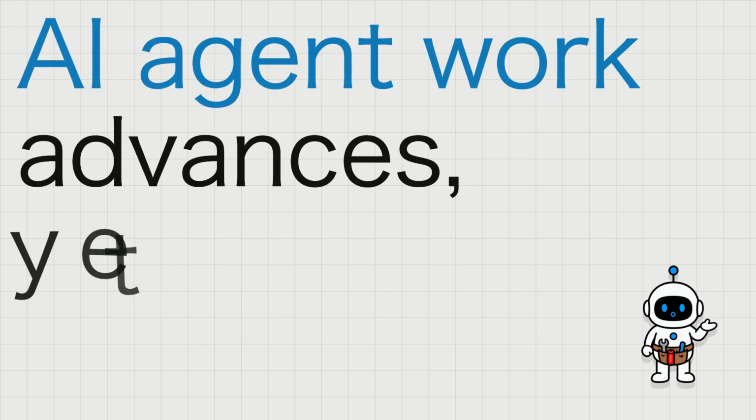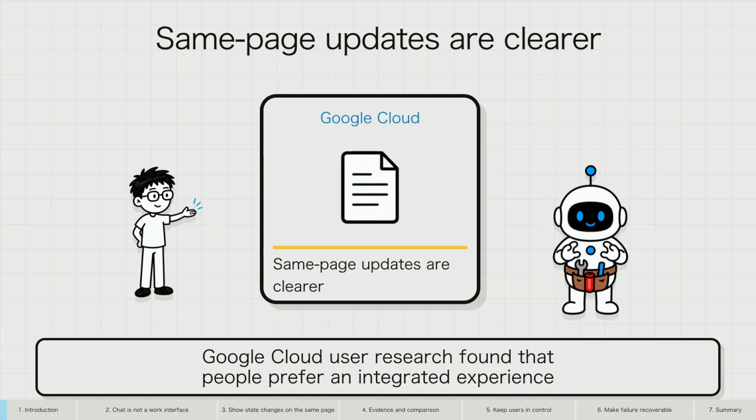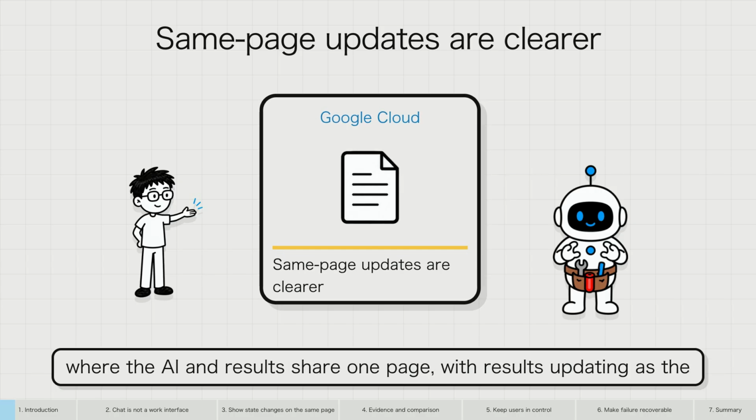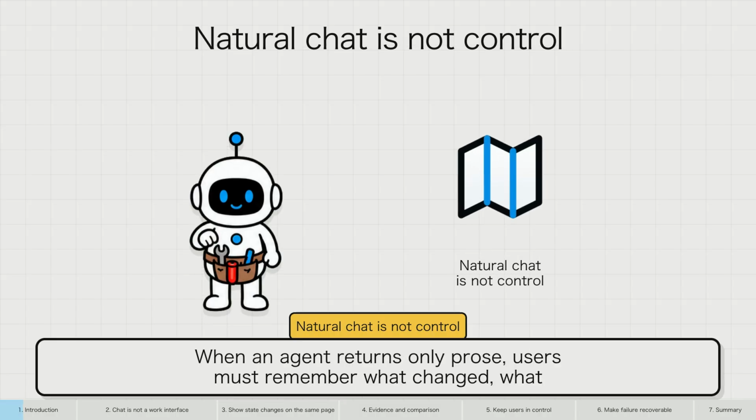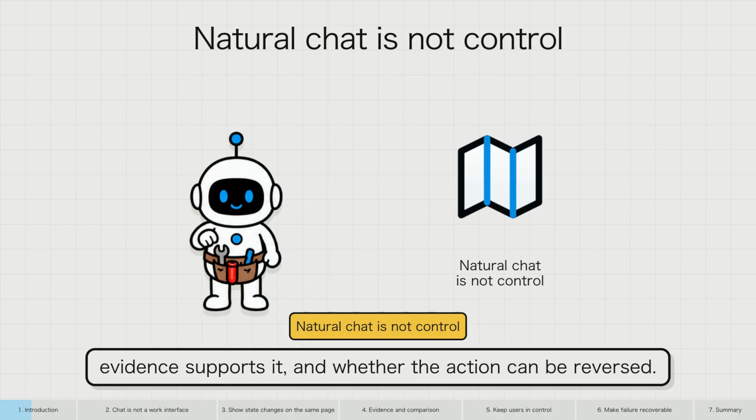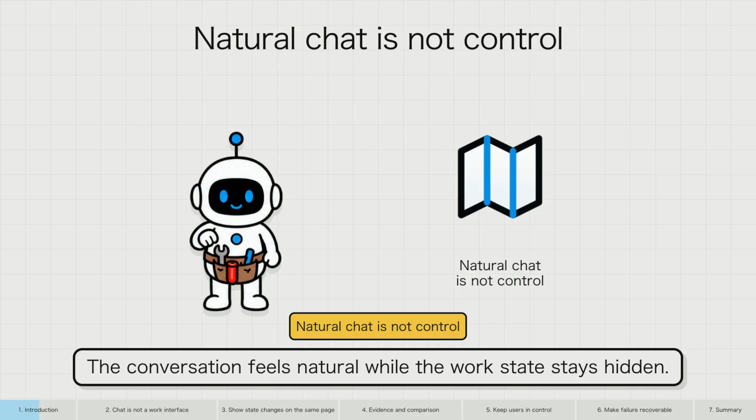AI agent work advances, yet chat hides it. Google Cloud user research found that people prefer an integrated experience where the AI and results share one page, with results updating as the conversation refines them. When an agent returns only prose, users must remember what changed, what evidence supports it, and whether the action can be reversed. The conversation feels natural while the work state stays hidden.